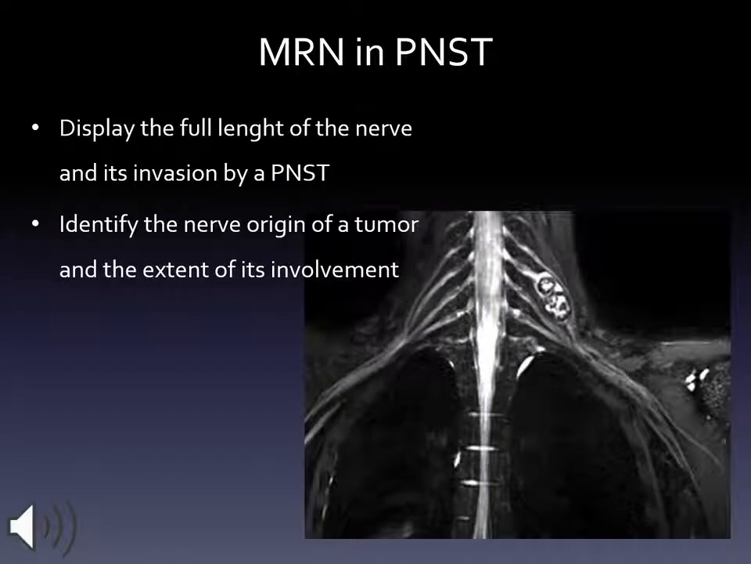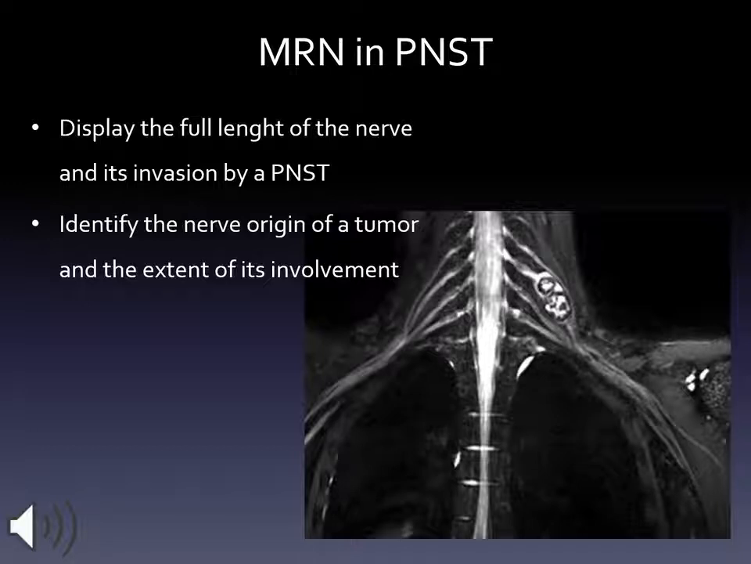Magnetic resonance neurography can directly display the full length of a nerve and its invasion by a PNST in addition to showing intraneural and extraneural lesions. Fascicular patterns may be detected within the mass, which supports its neurogenic origin. If the tumors do not originate from the nerve, MRN can show whether the nerve has been invaded or pushed by tumors, and the relationship between the tumor and surrounding tissue.